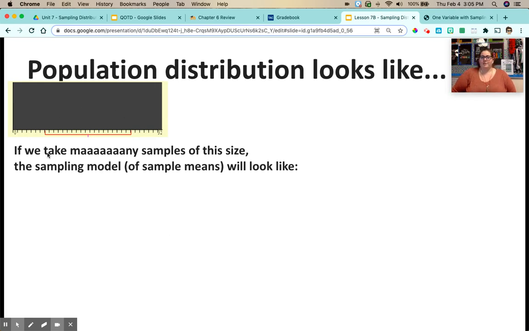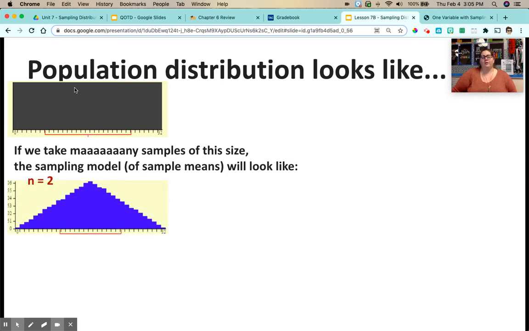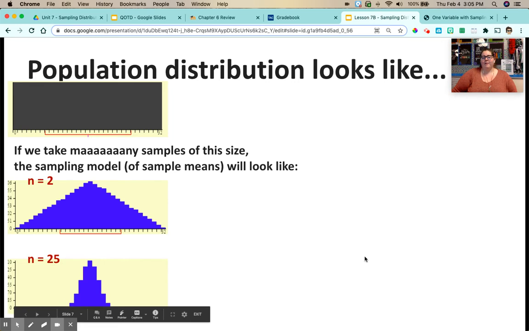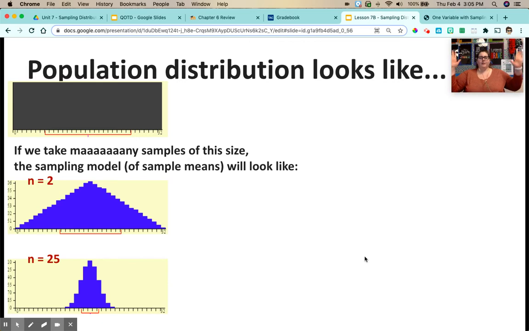And remember, a sampling distribution is when I'm taking many, many samples of the same size, and that's the sampling distribution of sample means. So if I take a sample size of 2 repeated times from this uniform block distribution, that sampling distribution of means is going to look something like this. Whereas if I take a sample size of about 25, my sampling distribution looks like the one on the bottom.